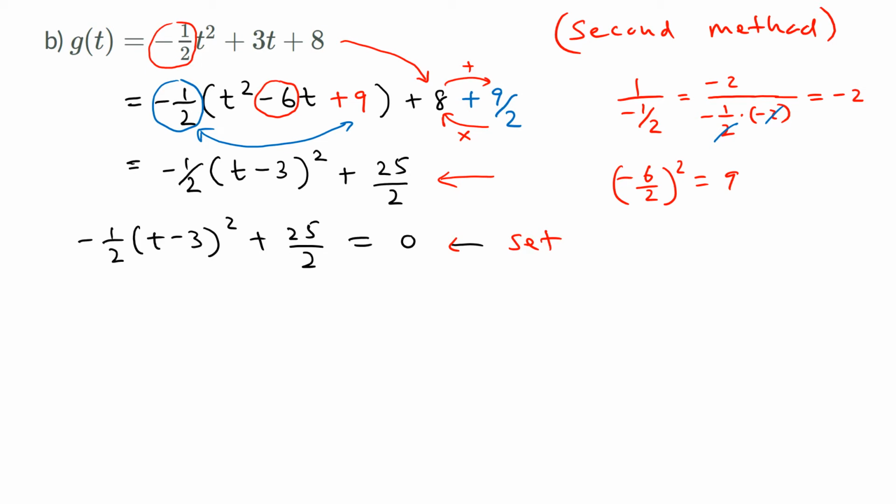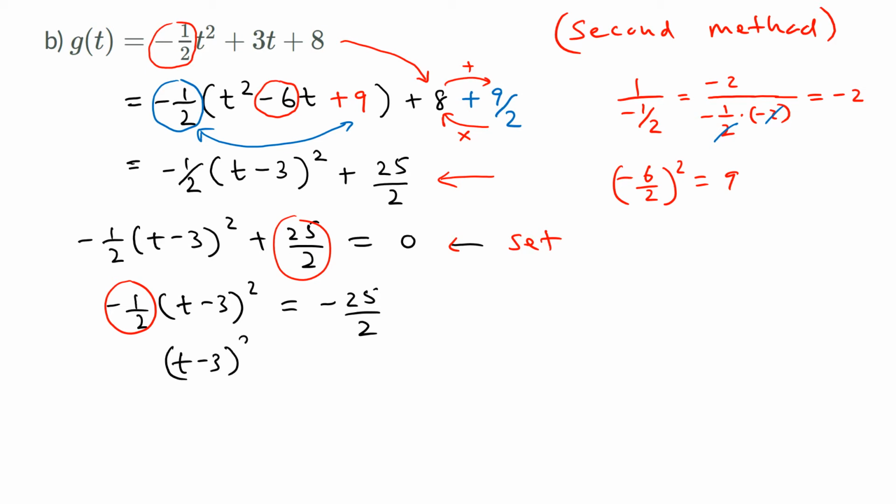Now we're going to solve. How to solve it? You're going to move the constant term to the other side. So negative 1/2 t minus 3 squared equals negative 25 over 2. Now we're going to remove this. To remove that, you're going to multiply both sides by negative 2. So that means it is t minus 3 squared equals negative 25 over 2 times negative 2. And then you can see this gets cancelled. So you end up getting 25.